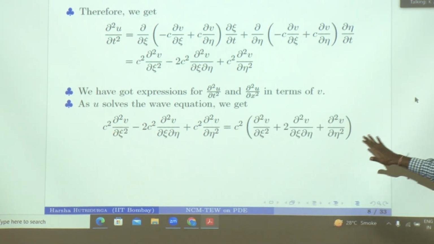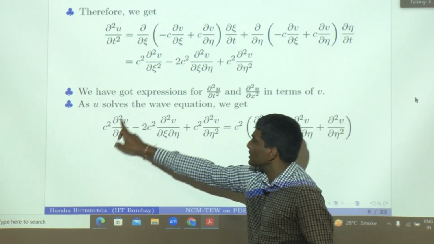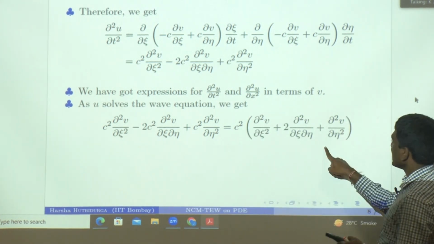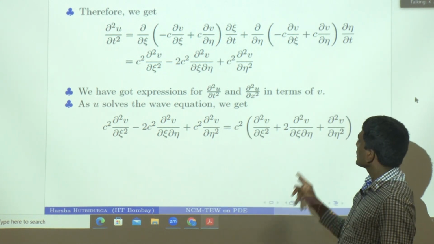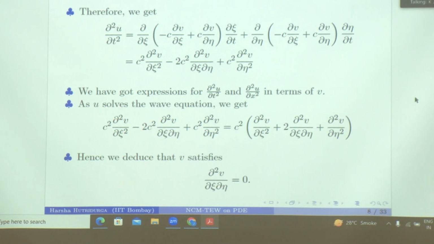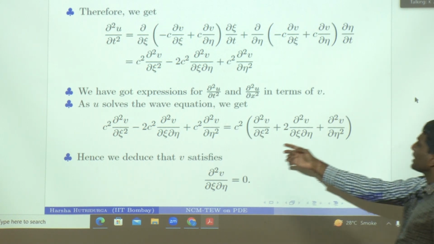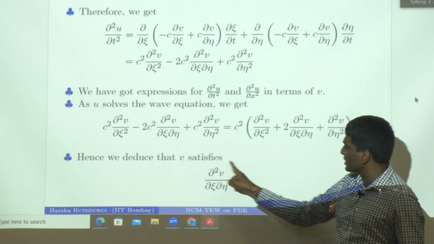See, there are lots of cancellations now. Wonderful cancellations. This psi square terms, this goes. This second order derivatives in eta also goes. Only thing that remain are these mixed partial derivatives. Okay? When you group them on the other side, you get this. Because c is just a fixed constant, so this is what you get.